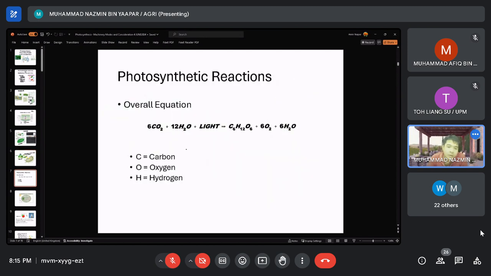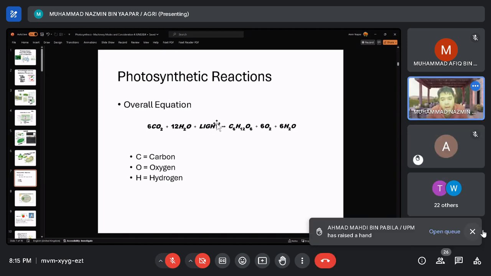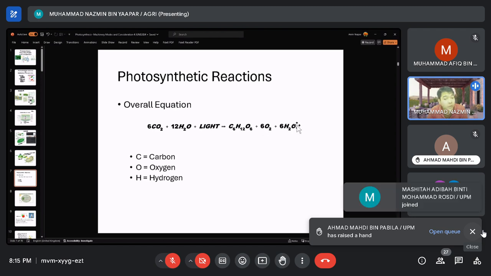So this is the rudimentary, very basic equation of photosynthesis. You got CO2 as the substrate, then there comes water, and then there comes light. This will result in glucose. This is where you get your sugar, oxygen as byproduct, and also actually you got some water back.